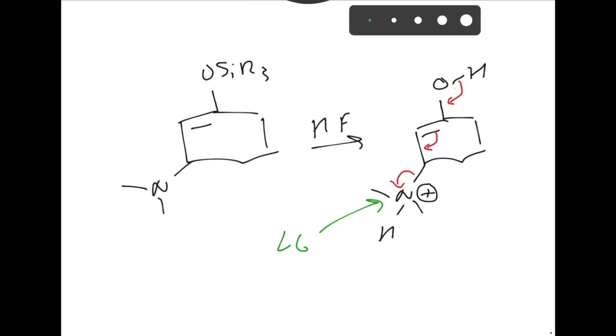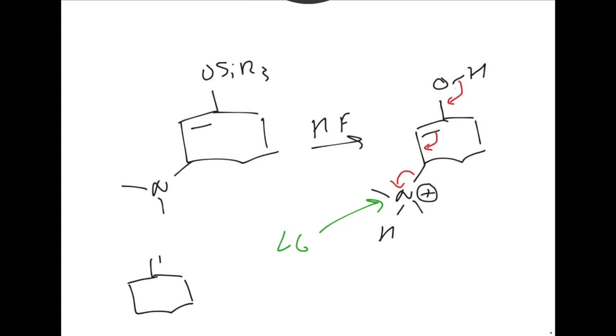So we end up with an enone, right? Enones are more stable than enols. Remember we said that if you had an enol, it would always turn into the carbonyl structure, because the C double bond O is more stable than having a carbon-carbon double bond with a carbon-oxygen single bond.